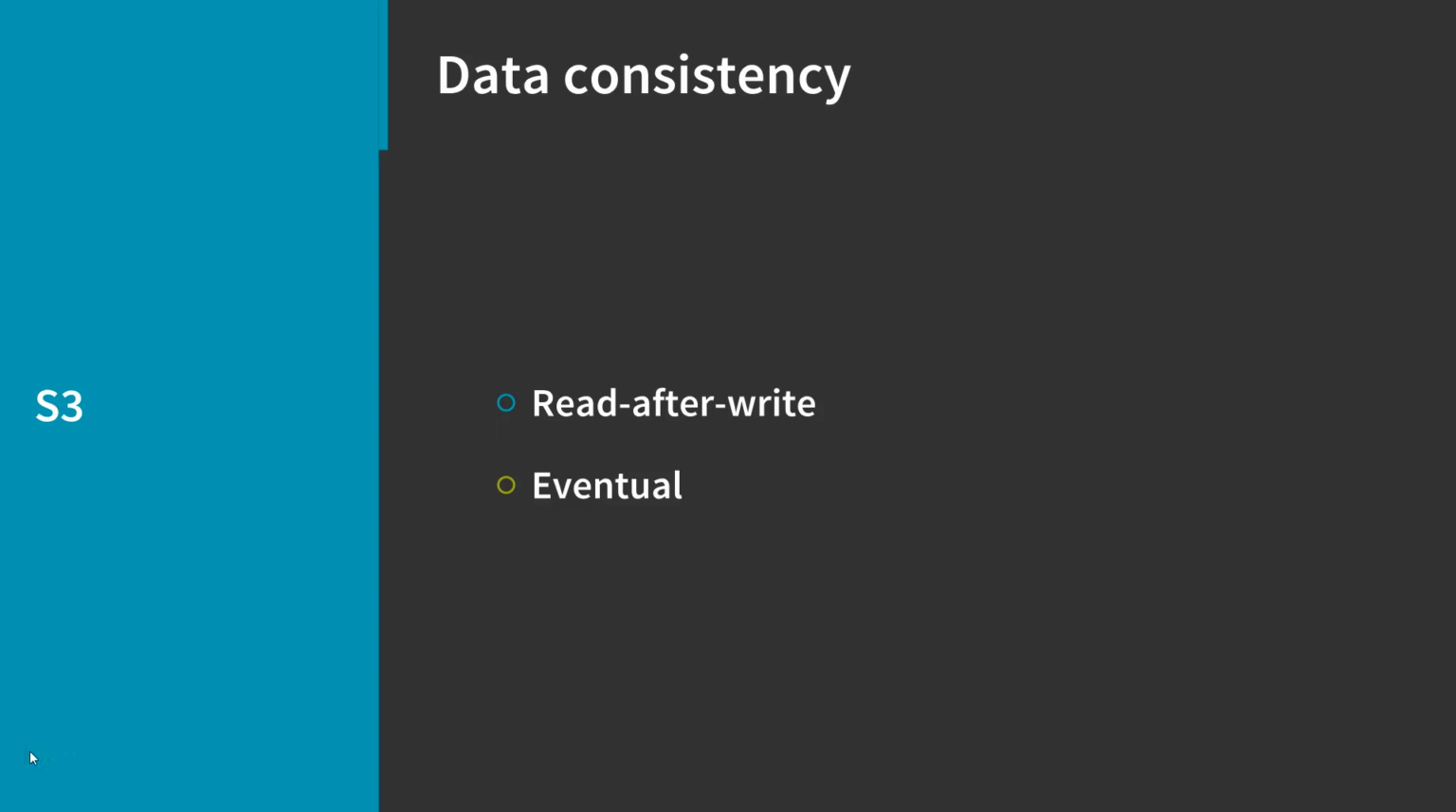One behavior is if a process replaces an existing object and then immediately attempts to read it. Until the change is fully propagated, S3 might return the prior data. Another scenario is if a process deletes an existing object and then immediately attempts to read it. Until the deletion is fully propagated with eventual consistency, S3 might once again return that deleted data.